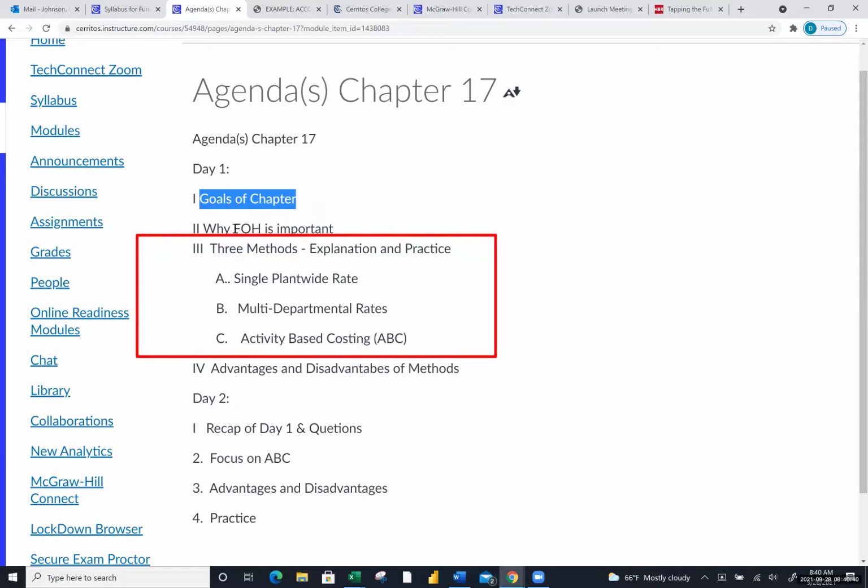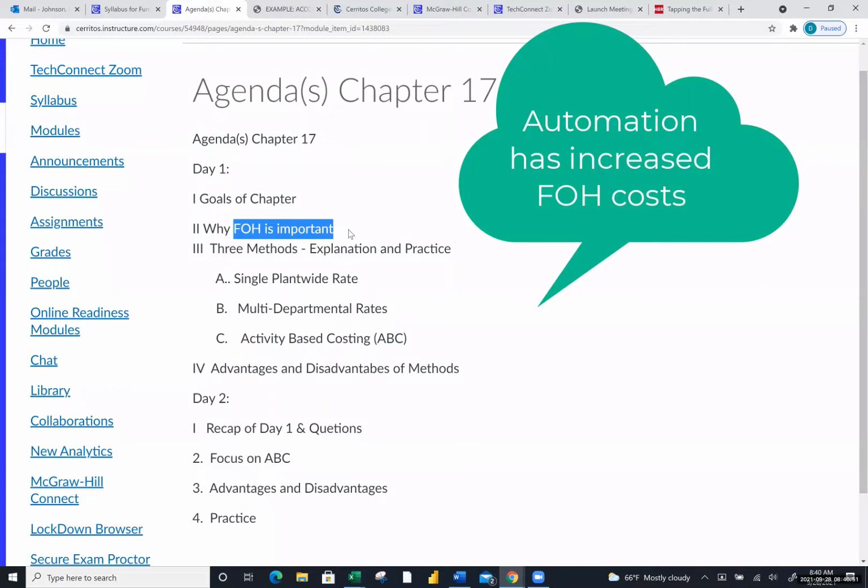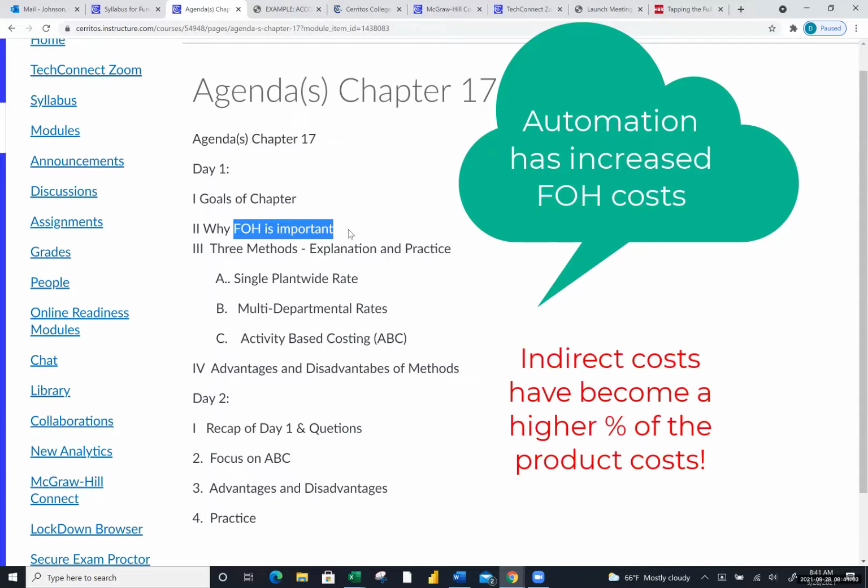We've already kind of approached the topic of why overhead is important. It's because as we live in a more automated world, the direct costs become less, and the indirect costs, which is the definition of overhead, the indirect manufacturing costs, have become a greater percentage of a product's total cost. And so because of that, if we don't spend our time looking for what is causing overhead inefficiencies, then we lose profit on the bottom line.